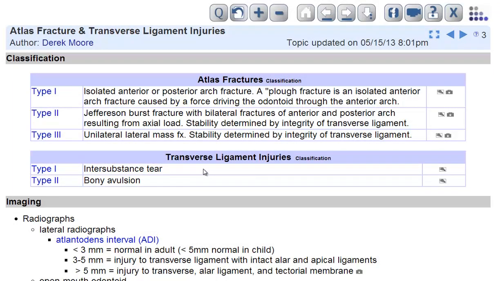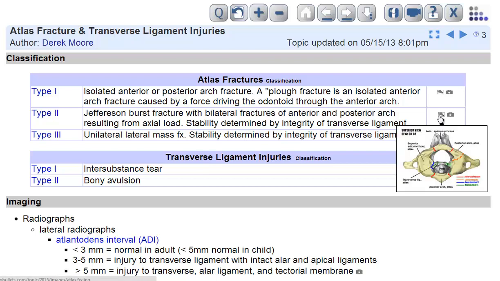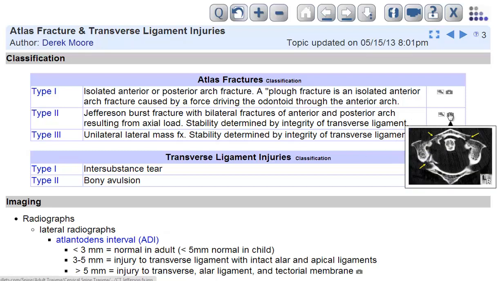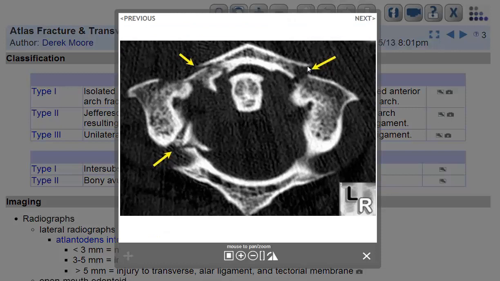So type 2 fractures are the ones we hear the most of. These are your Jefferson burst fractures. The mechanism of these injuries is axial loading, and it leads to a bilateral fracture of the anterior arch and the posterior arch as you have these radial forces pushing everything outwards due to the axial loading. This is an example of that. Here you can see a bilateral fracture of the anterior arch, a bilateral fracture of the posterior arch, and again this is due to axial loading.